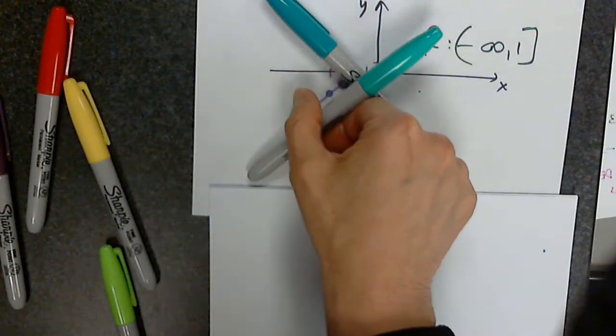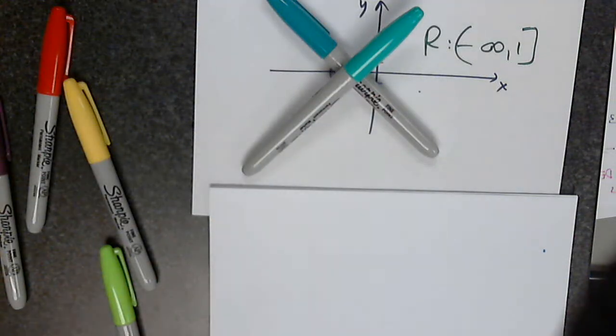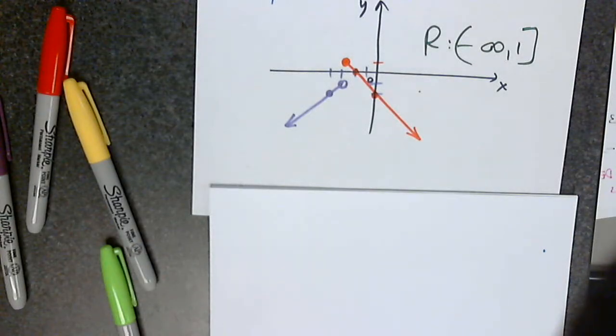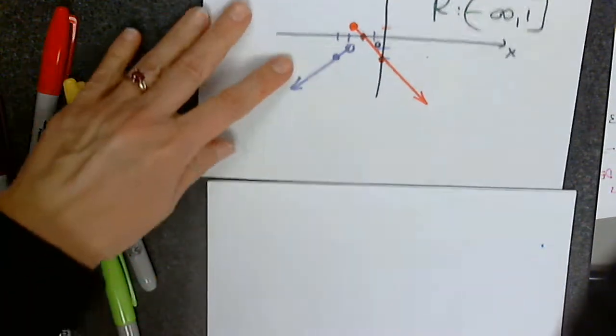Is this a function? No. By the vertical line test, it's not. Is this a function? Yes. By the vertical line test, yes. It is. Very good. So let's look at another problem.